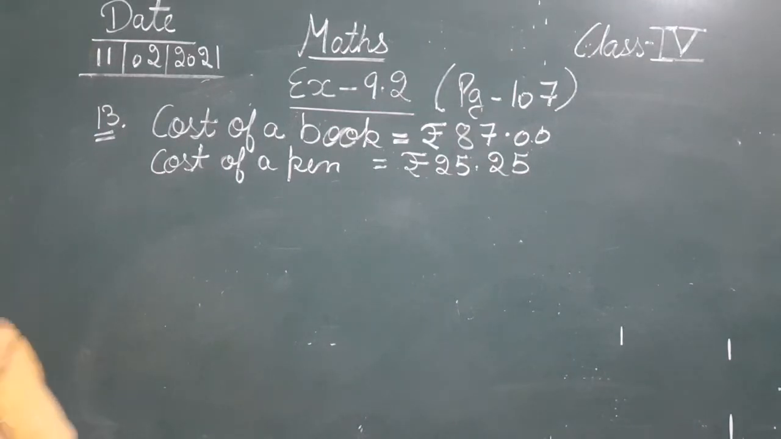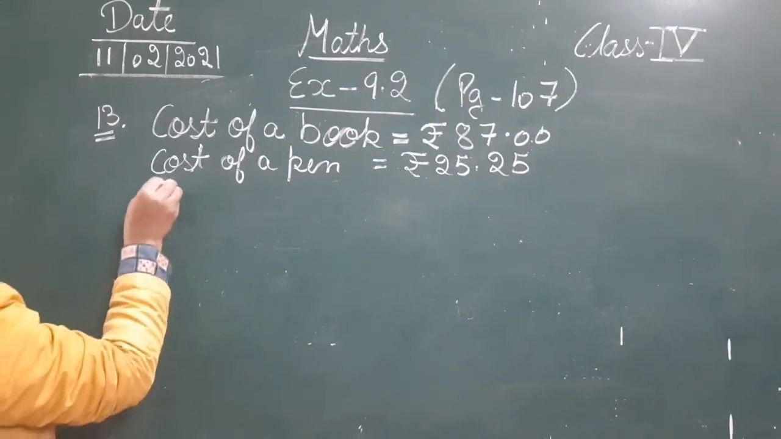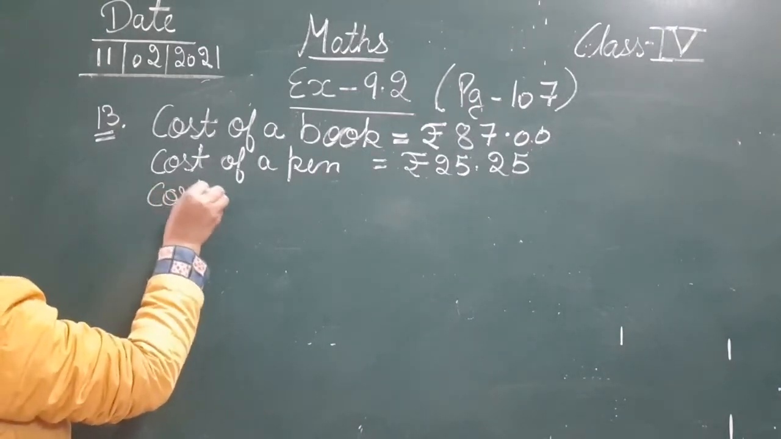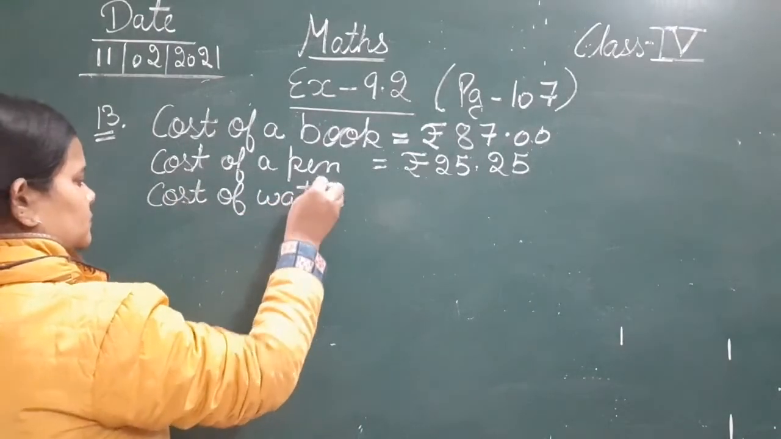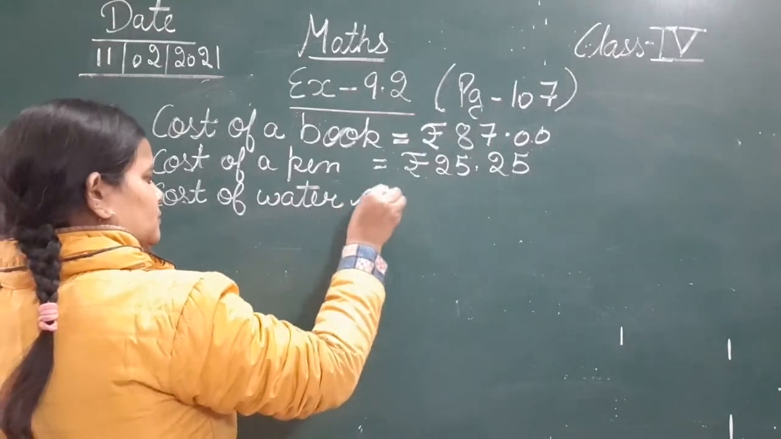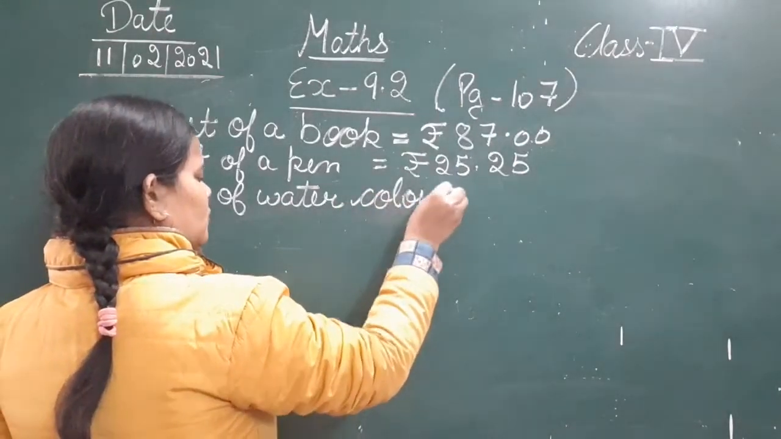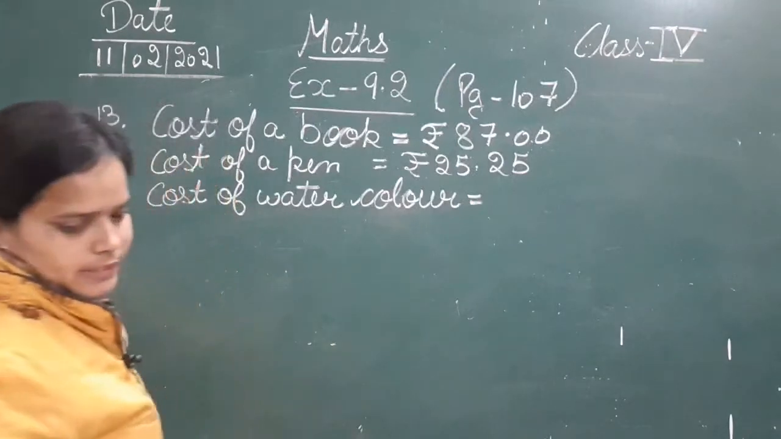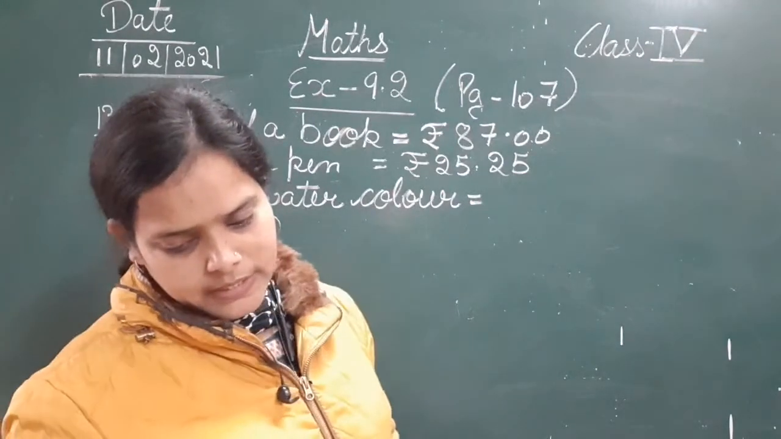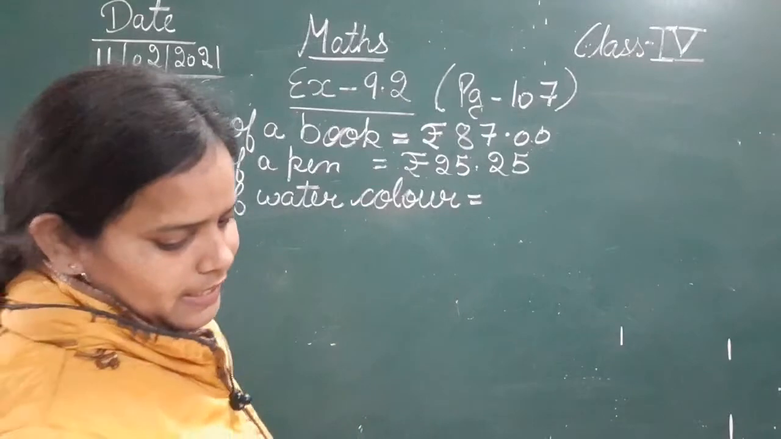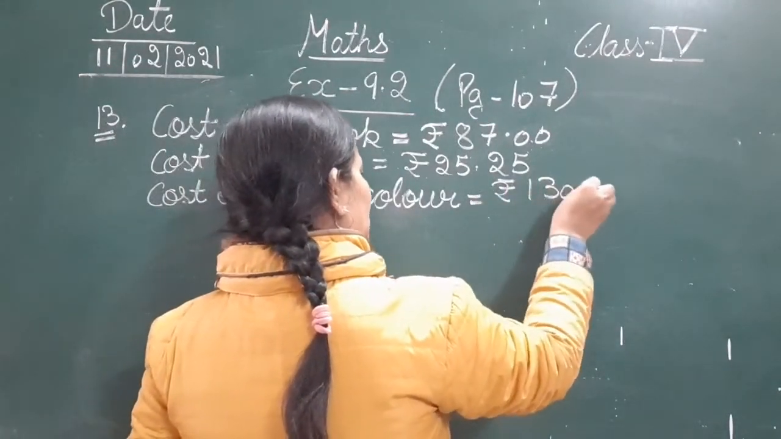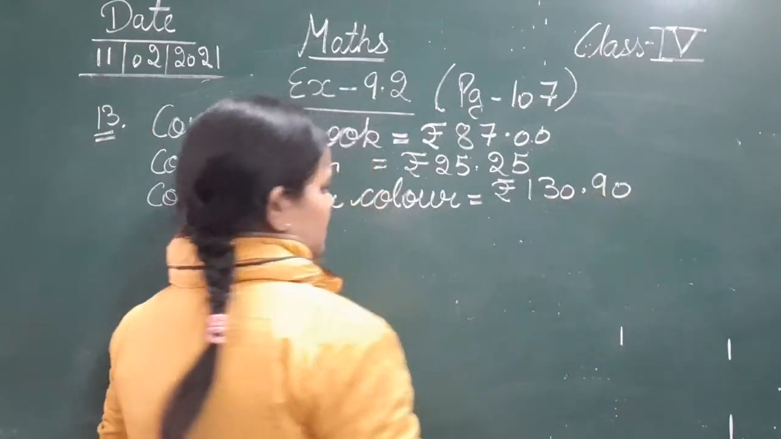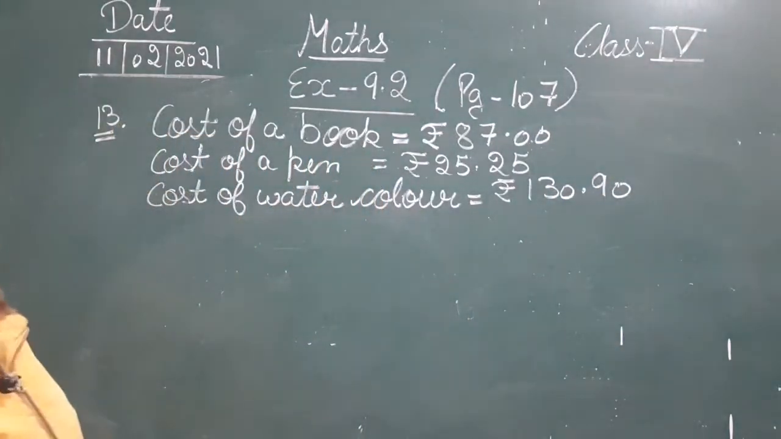The third item she bought is a watercolor. The cost of the third item, that is the watercolor, is 130 rupees and 90 paise. Okay, so this is the cost of the third item.